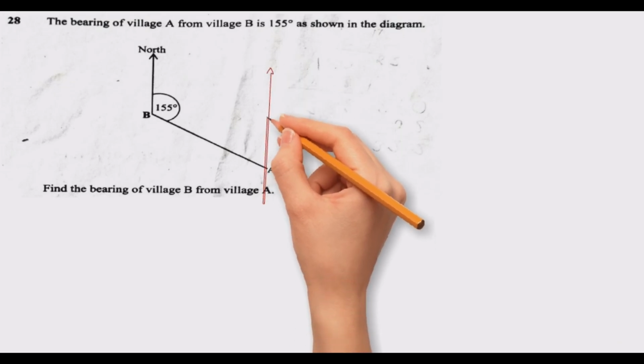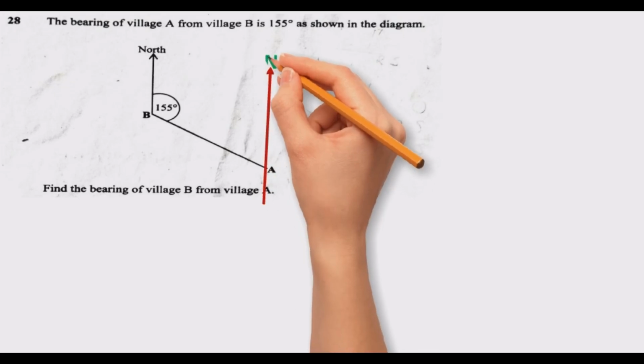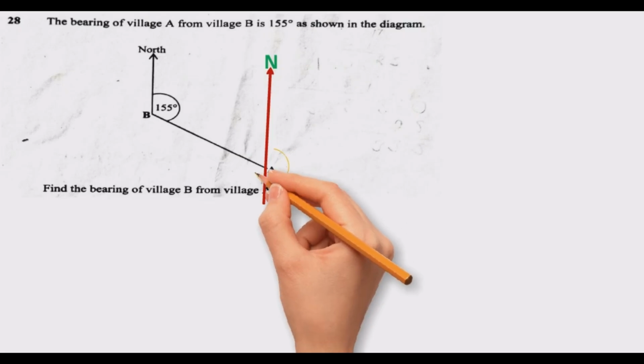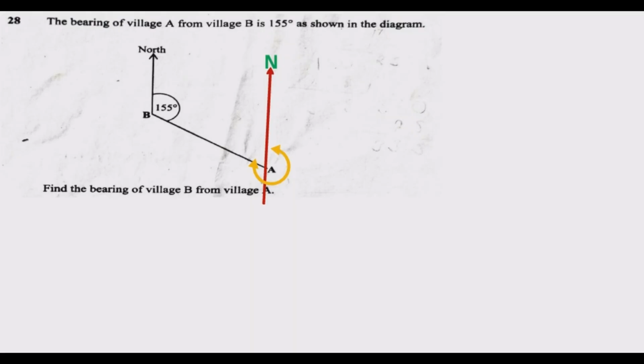I've shown you already the first method. The second one is this one. So what we're going to do is the same thing we did: we're going to draw the north line. Once we have drawn the north line, then we are going to identify the bearing of village B from village A, and that is the bearing. I'm sure you're aware of it.